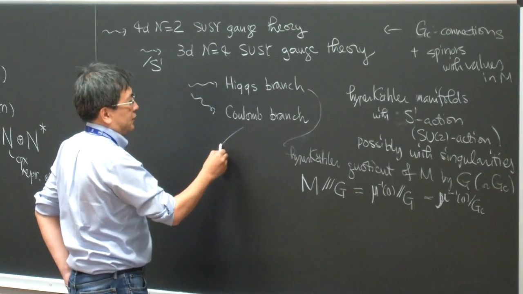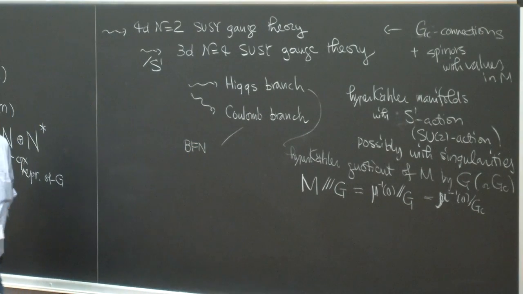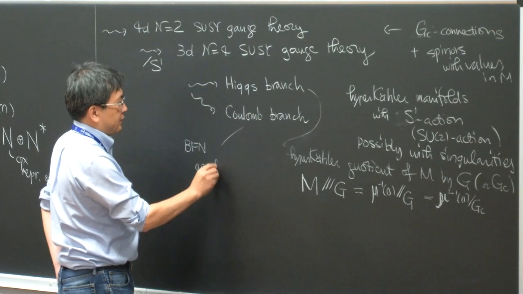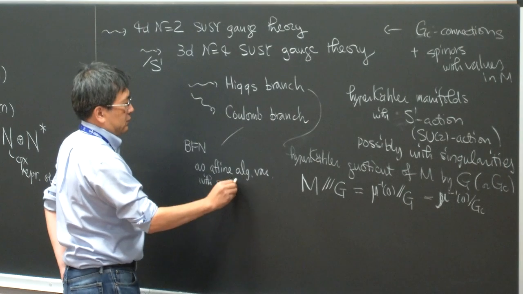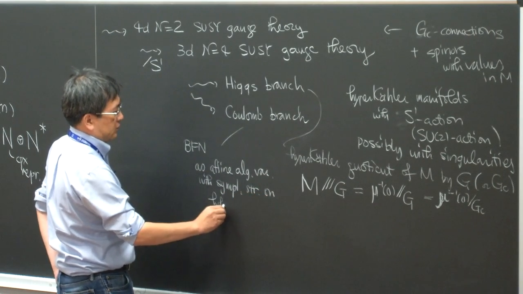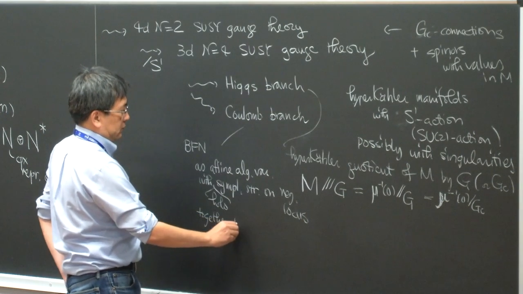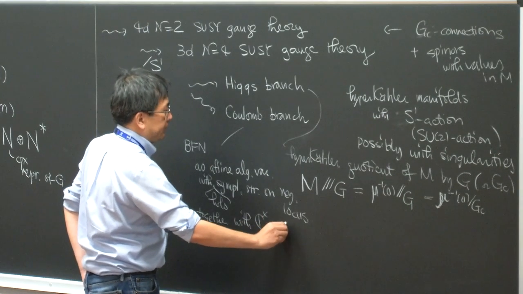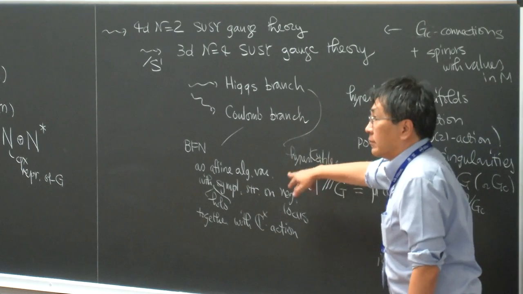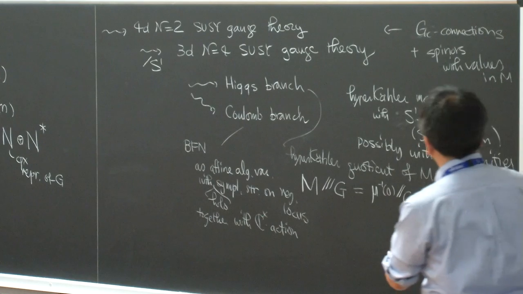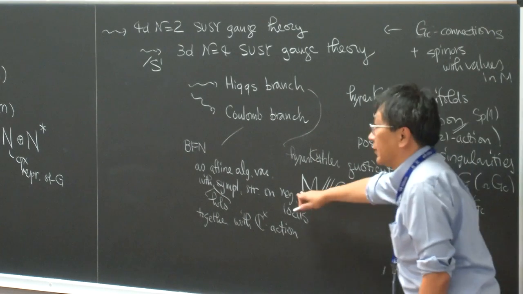And the Coulomb branch is more difficult to define. Together with Braverman and Finkelberg, we define the Coulomb branch as an affine algebraic variety with a holomorphic symplectic structure on the regular locus, together with an action. By the way, I should say that this SU(2) action is induced from the SU(2) action on M given by quaternionic multiplication. SU(2) is considered as pure quaternionic numbers with absolute value 1. So you have multiplication and it descends to the quotient space.